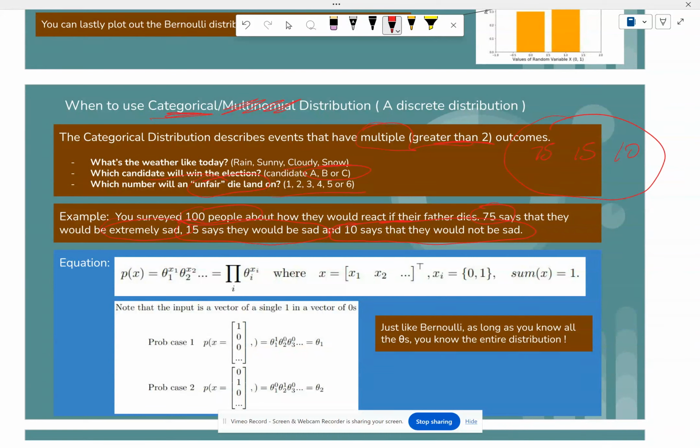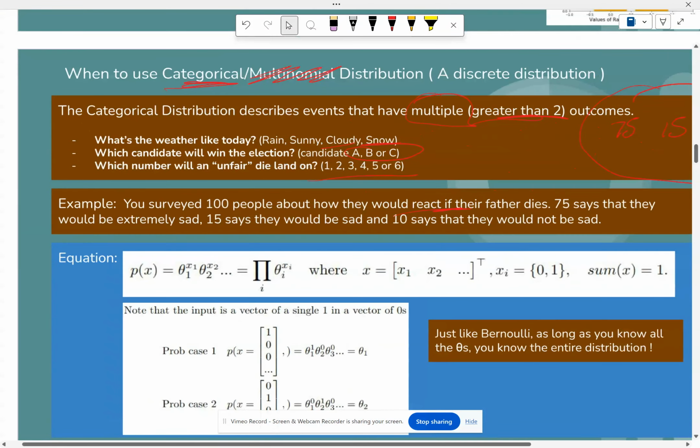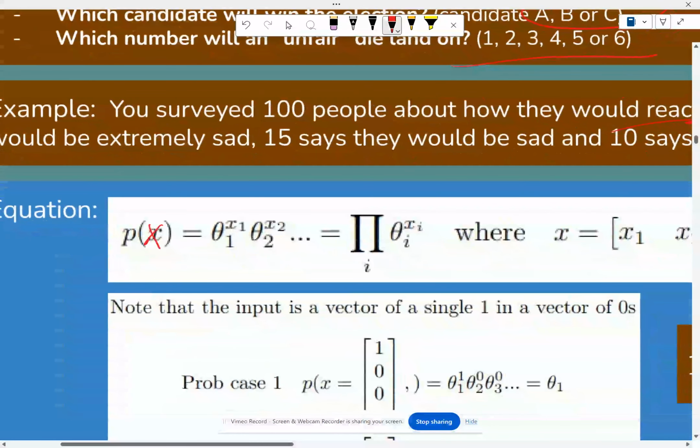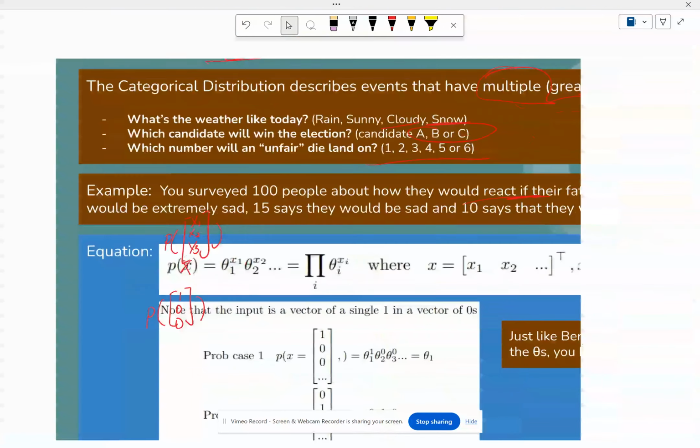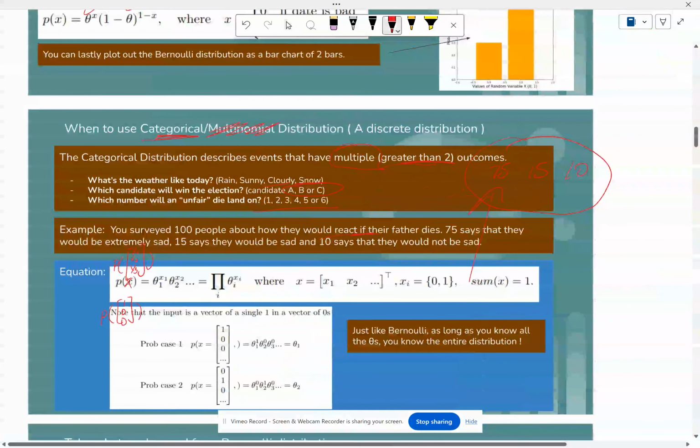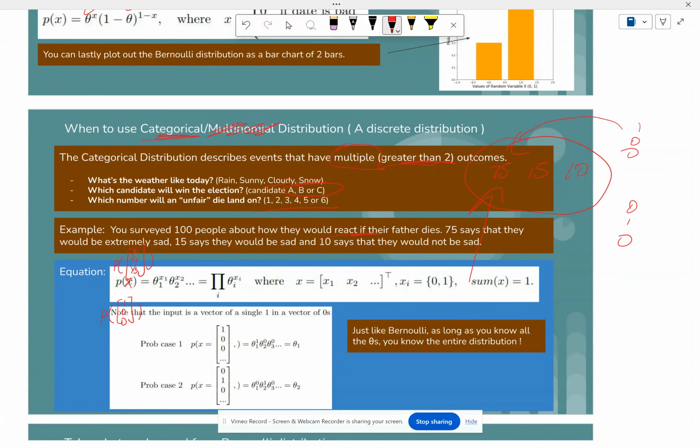So when you have multiple categories, how do you mathematically model this situation? The way you model it is that the x in P of x is no longer just a single variable. X here instead is a vector: x1, x2, x3. And only one of them will be one. So 100 would be the first case, 010 would be the second case, 001 would be the third case. You plug a vector in there, and the vector indicates which case happened.